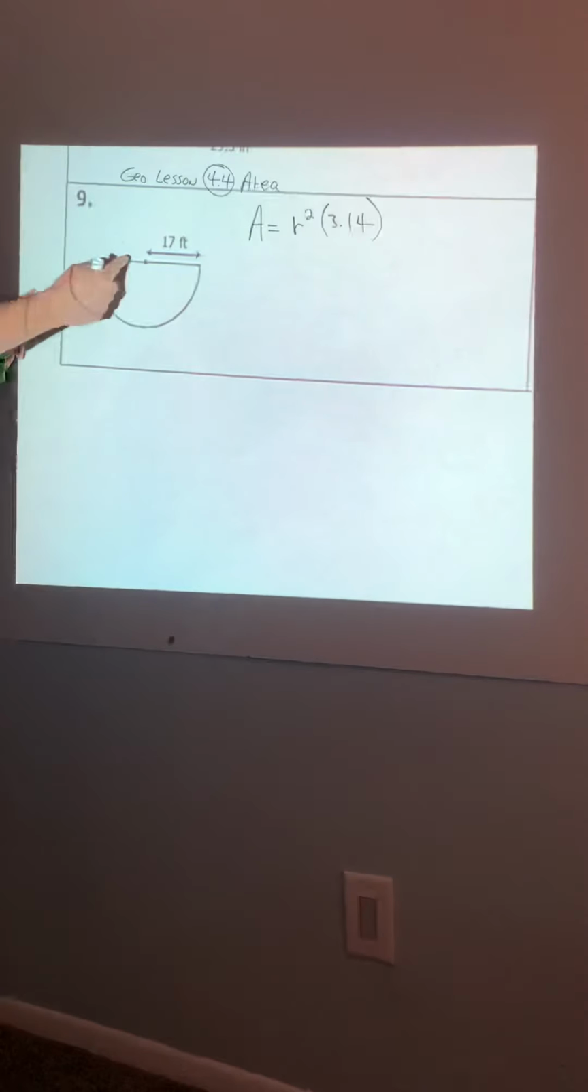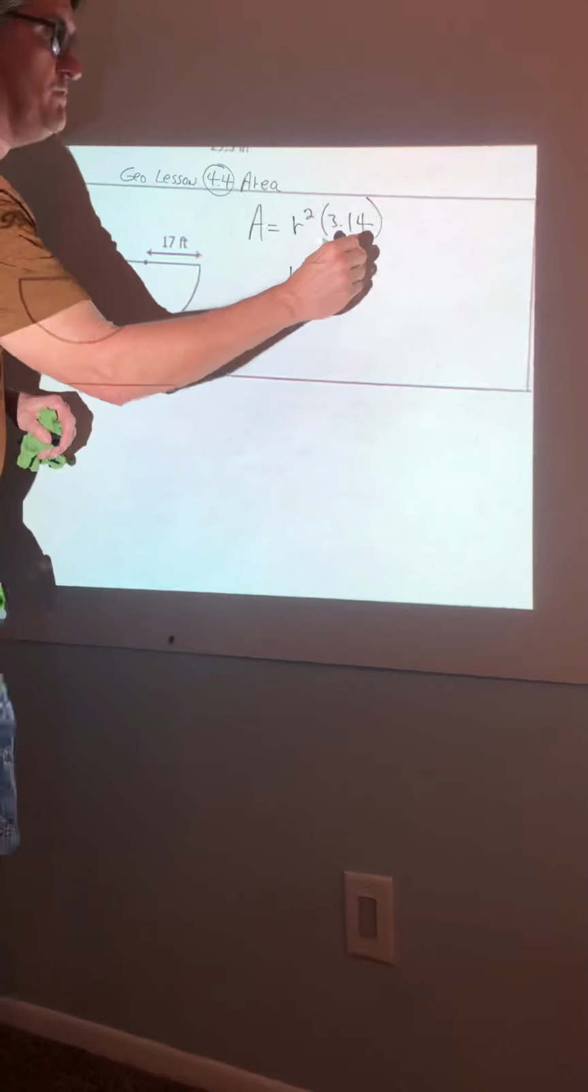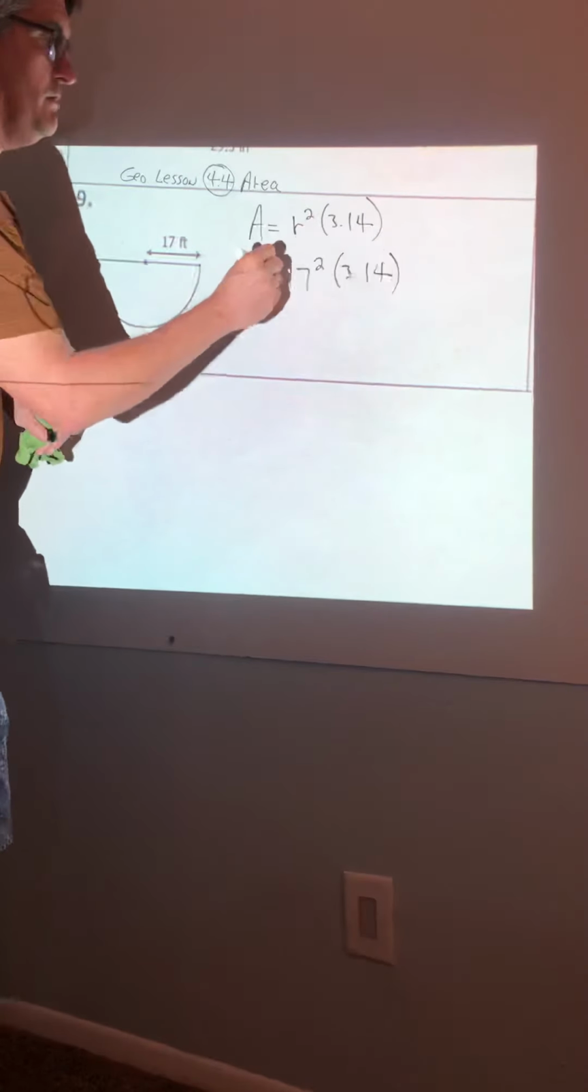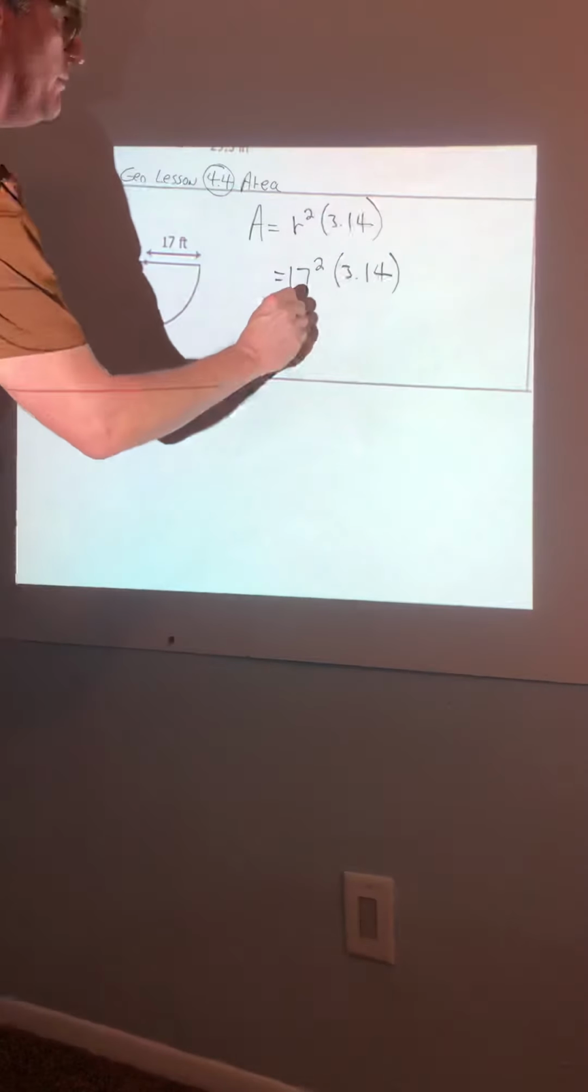All you gotta do is plug in the radius. They were nice to us. The radius is 17 feet right here. So I got 17 squared times 3.14. Again, we're doing area. 17 squared, make sure you don't double that. You know it's 17 times 17, right? Which should be 289. Yeah, guess what? You guys were right. 289. And then I'm going to multiply that by 3.14.